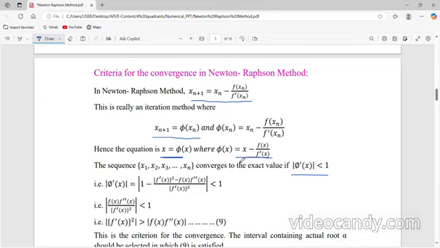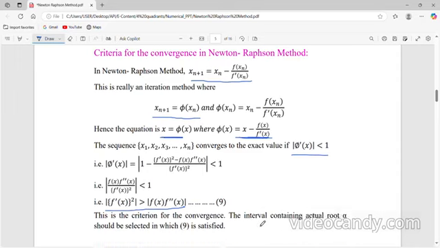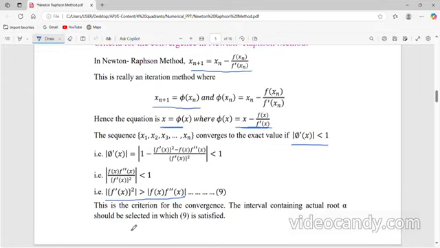After differentiating this, the derivative of phi(x) is 1 minus, by the quotient formula, the numerator f'(x) whole squared minus f(x) f''(x), over f'(x) whole squared. So in the numerator we have f'(x) whole squared minus f(x) f''(x). After simplifying, we have |f'(x)|^2 > |f(x) f''(x)|, this is also in modulus. This is the criterion for convergence, and an interval containing the actual root alpha should be selected in which equation 9 is satisfied.